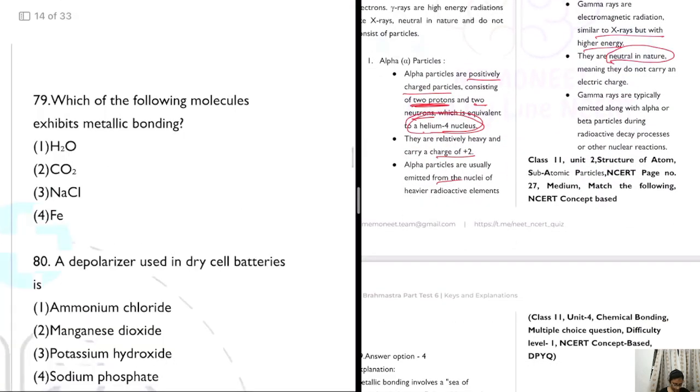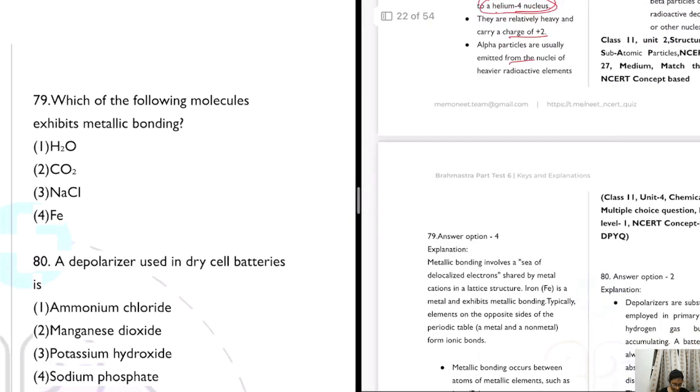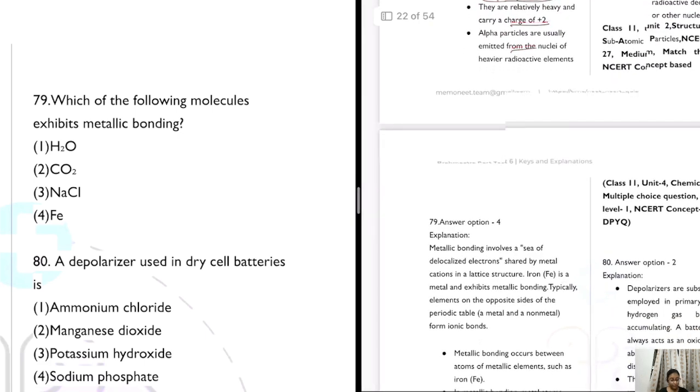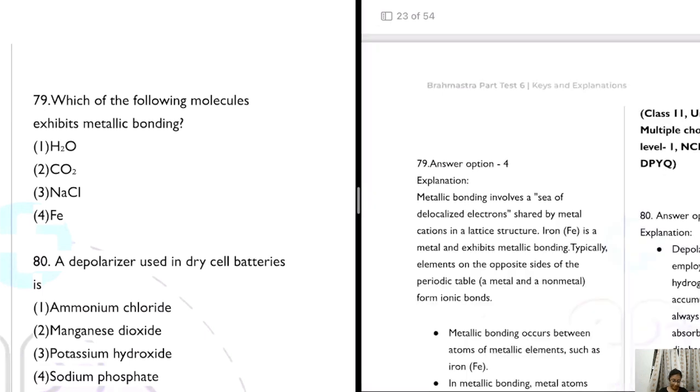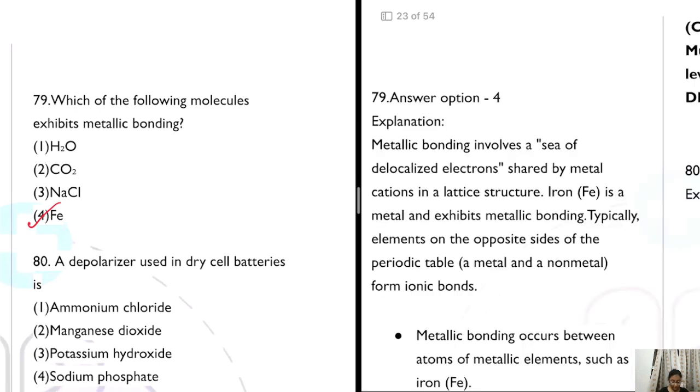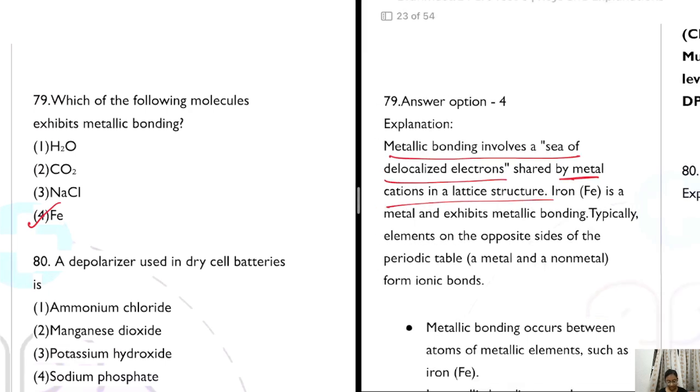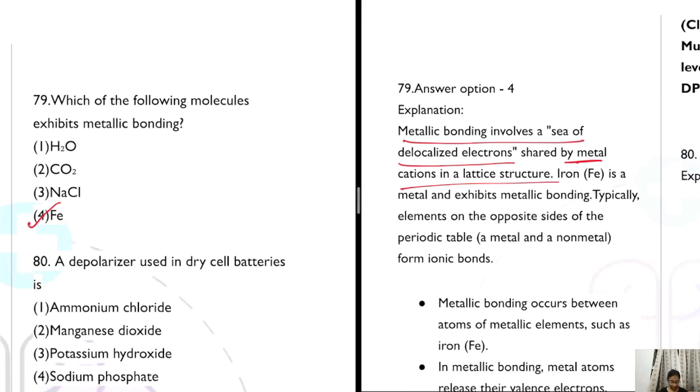Which of the following molecules exhibits metallic bonding? See, metallic bonding is exhibited only by metals. Out of these, which is a metal? This is a metal, so this is the correct answer. Metallic bonding involves a sea of delocalized electrons shared by metal cations in a lattice structure. So it is a metal, iron, so it will exhibit metallic bonding. Okay, let's see the next question.